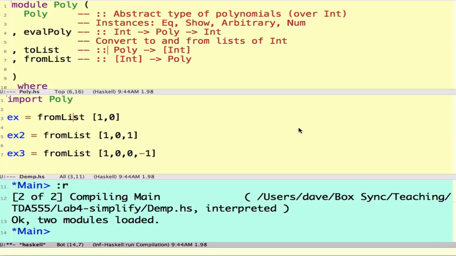Okay, so this is a short video just to introduce the module of polynomials called Poly, which is used in Lab 4A. So this module, all you need to know about it is the following functions together with the instances that Poly enjoys. So Poly is a data type for representing polynomials. What's a polynomial? Well, something like x squared plus 7 is an example of a polynomial.